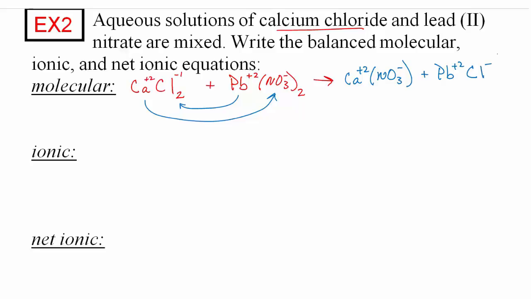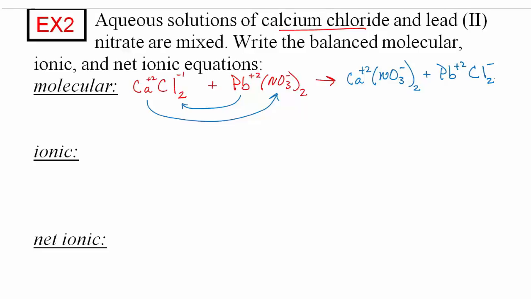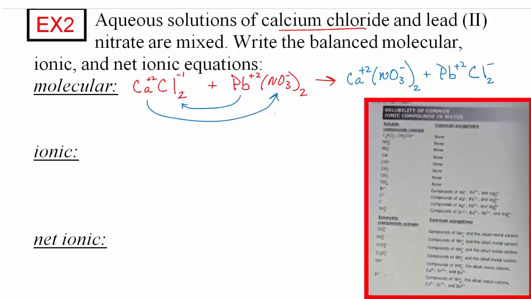Now I put those charges in because it helps me, because then I know how to make the subscripts. I need a 2 here, and I need a 2 there. Okay? Now let's make sure we're balanced. I need 2 chlorides on both sides, 2 nitrates. Looks great. Looks nice and balanced. The next step is to put AQ or S on every compound, aqueous or solid.